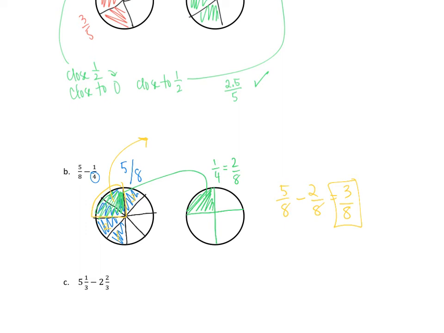And just kind of seeing if this makes sense with some estimation. 5/8 right there is close to a half. 1/4 is like right in the middle. So if you're rounding, 5/8 is rounding kind of down, and then 1/4, if I round that to like 0, so rounding both of those down, I get 1/2. And so when you look at our fraction 3/8, that's pretty close to a half. So not bad estimate.